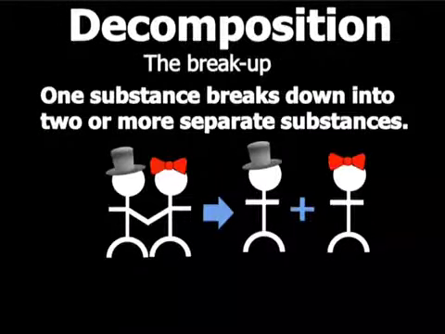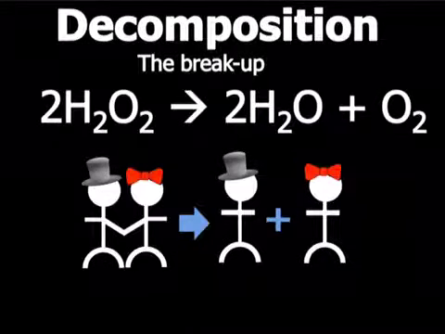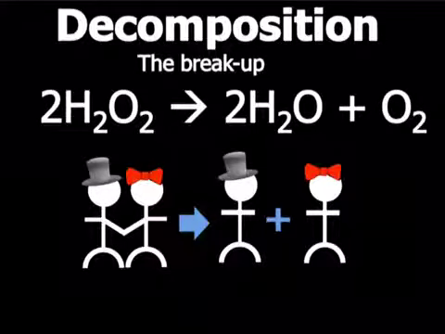One substance breaks down into 2 or more separate things. So 1 becomes 2. Here's an example of something decomposing. I forgot to put just the generic form. If you really want the generic form, it would be AB turns into A plus B. Or here's a real-life example of something decomposing. Here we have hydrogen peroxide, and it's breaking down into water and oxygen.